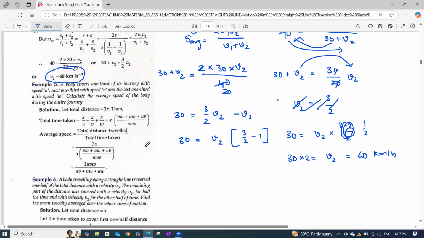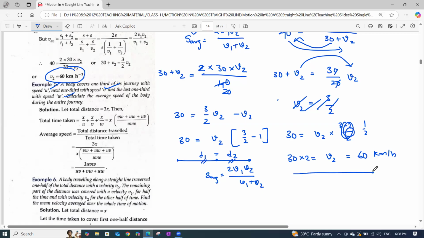Okay. Next we have a body covers 1/3 of its journey with speed U. Next 1/3 with V. Last 1/3 with W. Calculate the average speed. See, all distances are same and all speeds are also different. I mean, U, V, W speeds are different, but distances are same. There is a path. For example, if D1 is equal to D2, then average speed it will be SAVG is equal to 2 V1 V2 upon V1 plus V2.